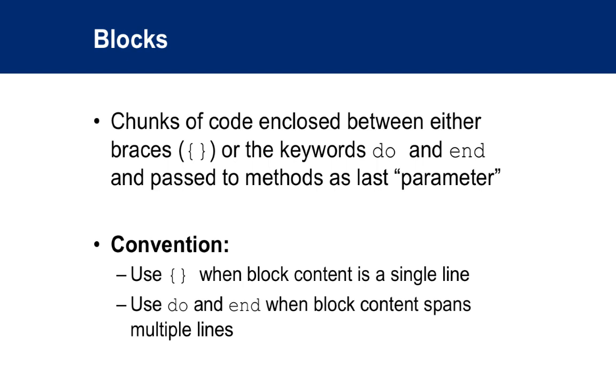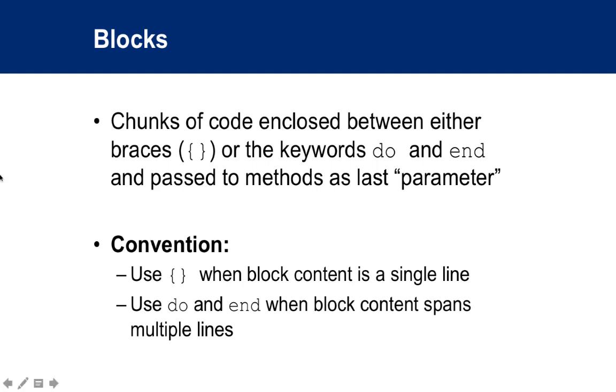So basically, blocks are just chunks of code which are enclosed between either braces or the keywords do and end, and they are passed to methods as the last parameter, right? We'll explain methods in a minute. But you have a method, and you could pass in a block to a method as the last parameter. It's not really a parameter, because methods and functions take their own parameters, but the last thing you pass to a method is this thing, which is called a block.